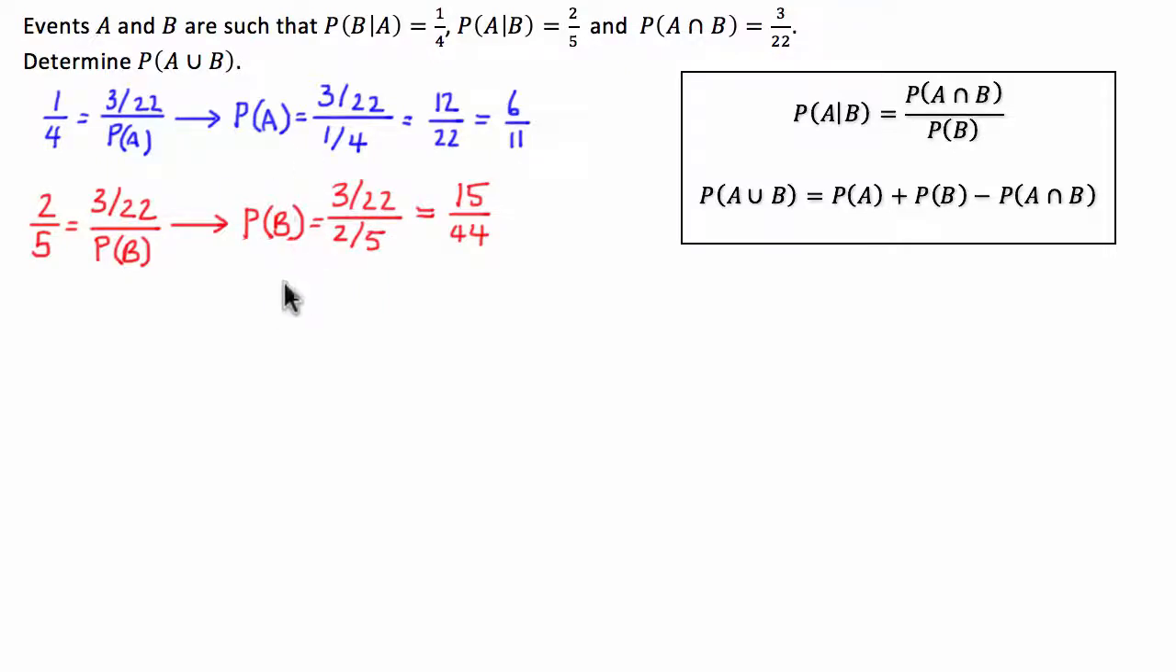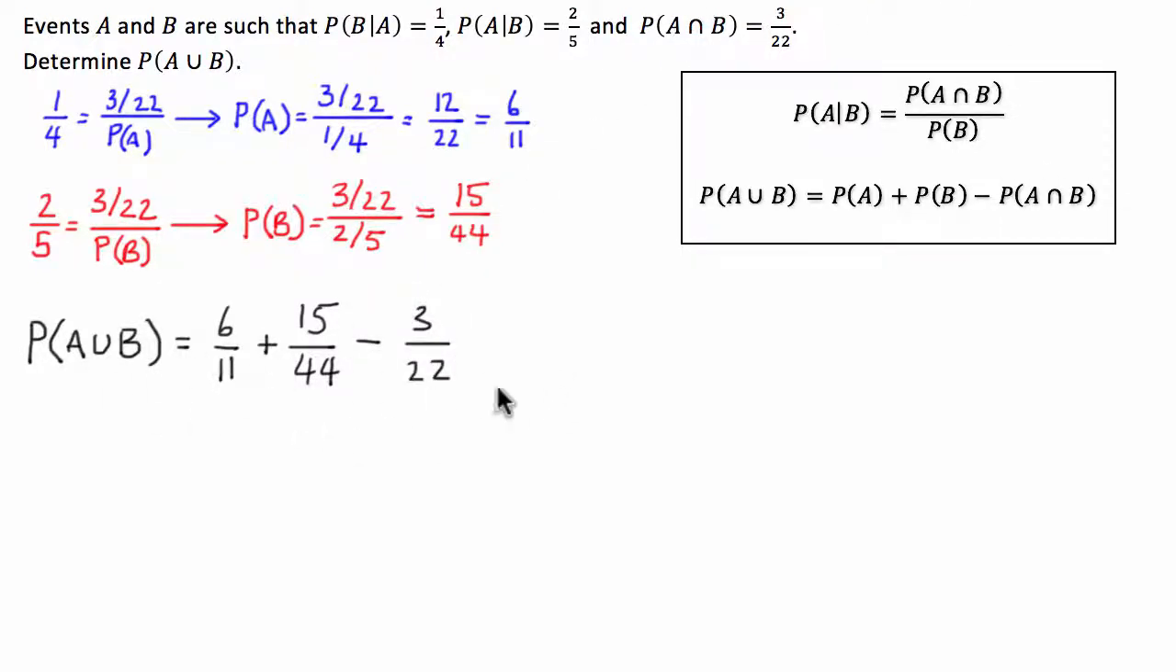Cool, so now we have the probability of A and the probability of B. We can then use the probability of A and B, as well as the intersection of A and B, to work out what our A union B is going to be. So let's finish this off: the probability of A union B is equal to the probability of A, which we know is 6 on 11, plus the probability of B, which we know is 15 on 44, minus the probability of A and B occurring, which is 3 on 22.